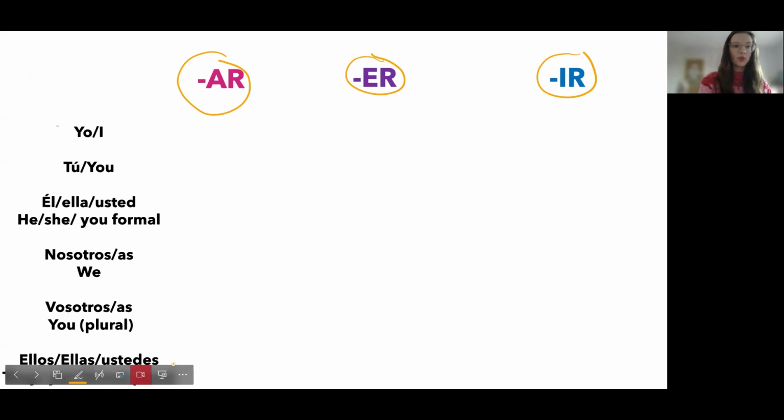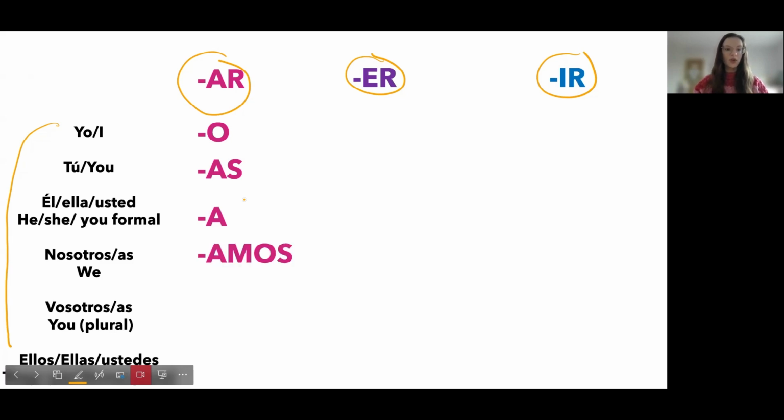So here you've got your subject pronouns. So these show which person it relates to. So each ending relates to a specific person. So if I'm talking about myself, for example, I want to use an AR verb, we add o. Okay? So that's how we do that. So for tú, which is you, we'd add s. For he, she, you formal, we'd use a. For we, so nosotros, nosotras, we'd use amos.